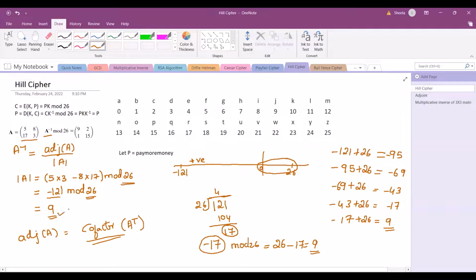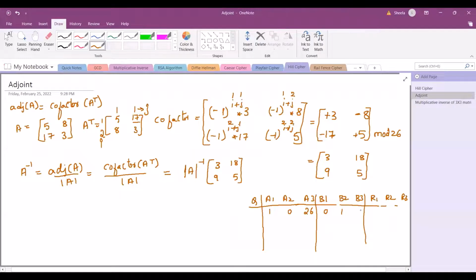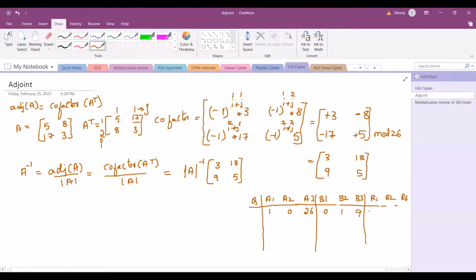Determinant of A is 9. So I need to take the multiplicative inverse of 9. So I'm going to take 9 here. And now first I need to find out the quotient. Quotient is nothing but A3 divided by B3 and its integer part. So when I do 26 divided by 9, what are we going to get? Quotient is 2.